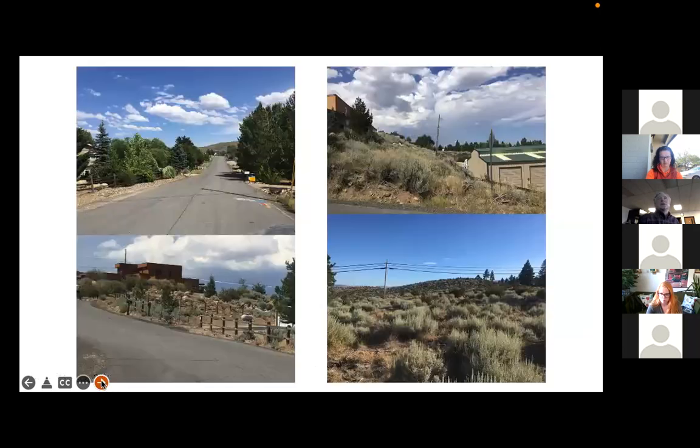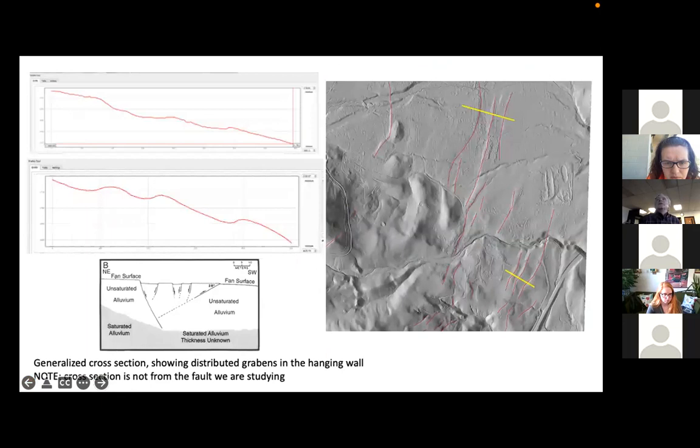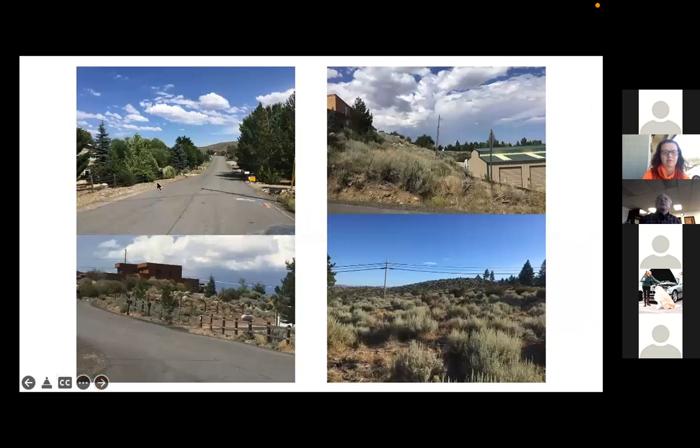So this is what the horsts and grabens look like. If I go back one, it's a region right up here that's been pretty heavily developed with houses, but they were smart and they knew that there were faults there, so they left them out of some of the development tracts.